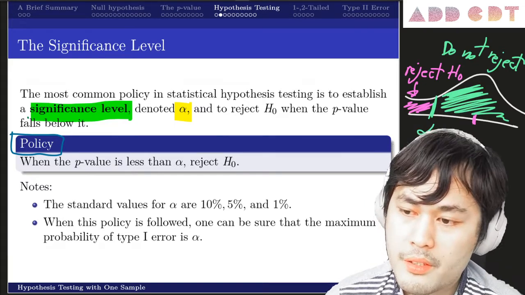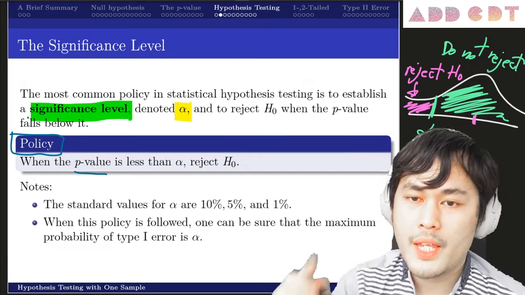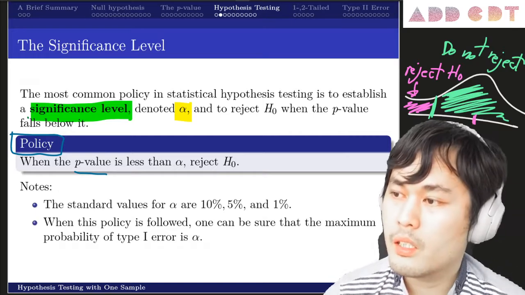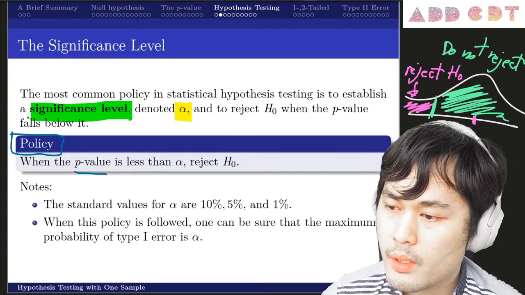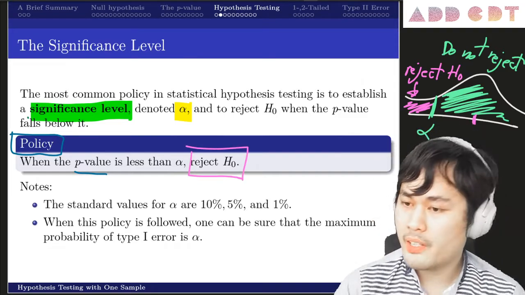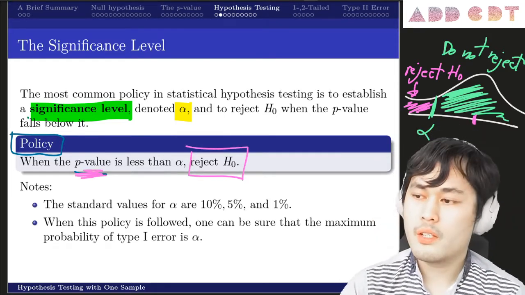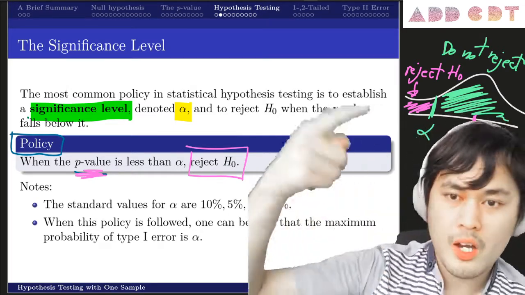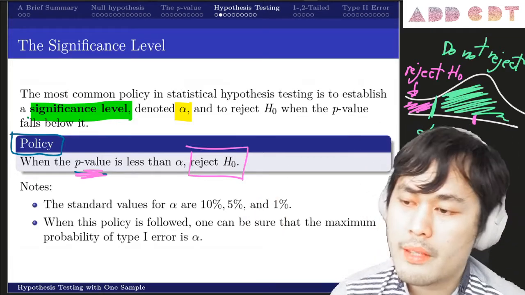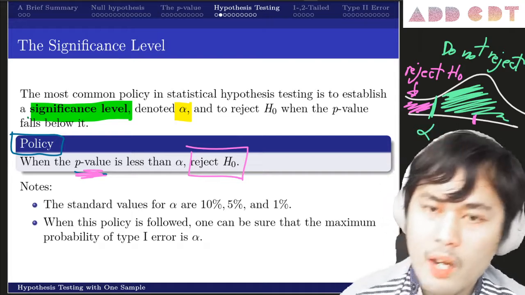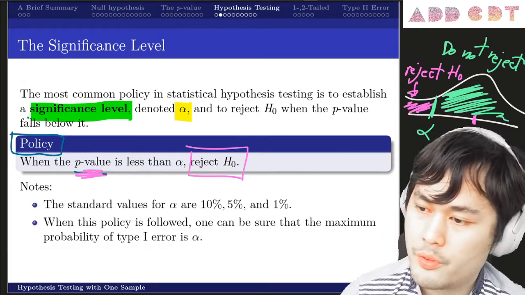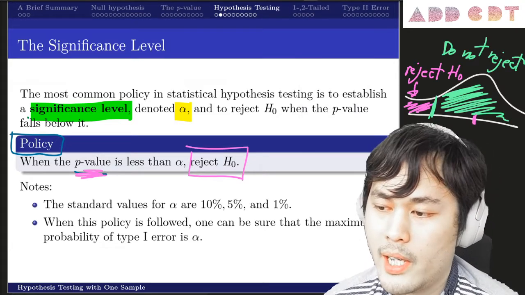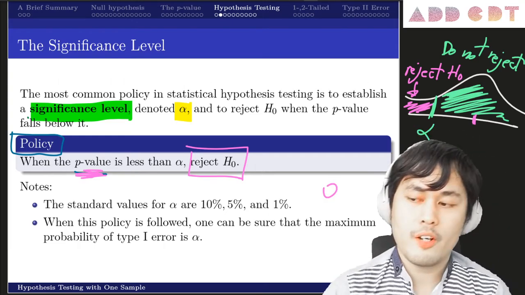The policy is simply this: if the p-value is less than alpha, we reject the null hypothesis. That corresponds to the pink area. If the p-value, whatever that value is, is less than alpha, and alpha is what we set up before we take any samples, we reject the null hypothesis, so we think it's not true. So what is alpha? Alpha is actually any number we want to put in between 0 and 1.